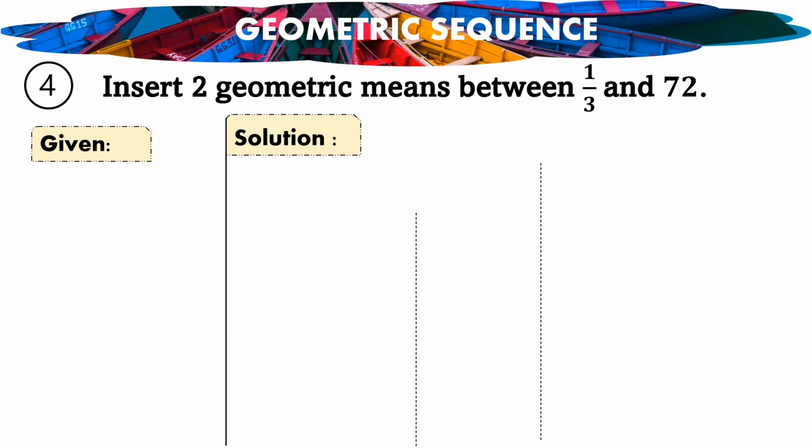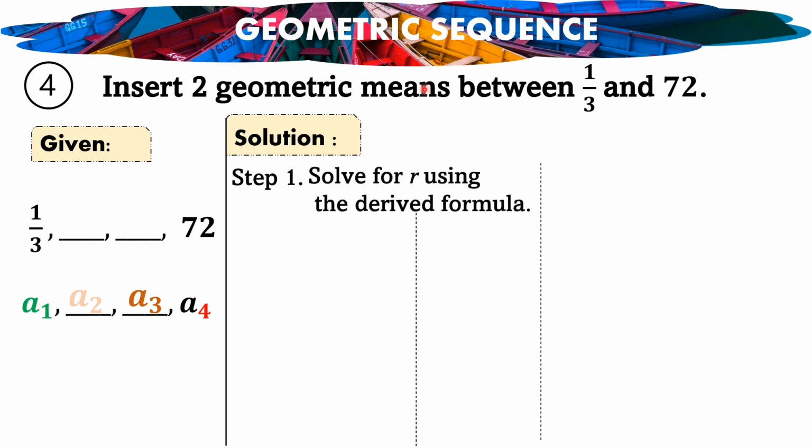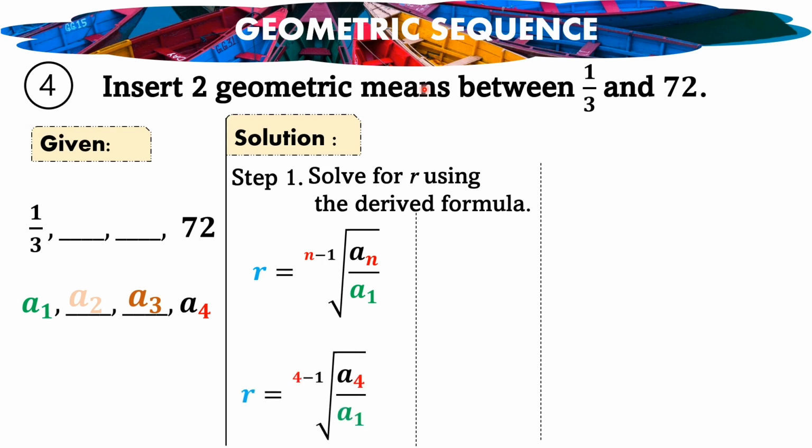Example number 4. Insert two geometric means between 1/3 and 72. There are 4 terms in which a sub 1 is 1/3 and a sub 4 is 72. The geometric means are a sub 2 and a sub 3. Step 1, solve for r. R is equal to the n minus 1 root of a sub n over a sub 1. R is equal to 4 minus 1. There are 4 terms and the fourth is a sub 4, which is 72.